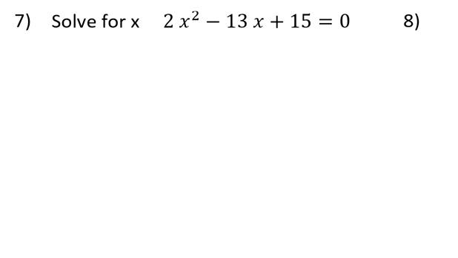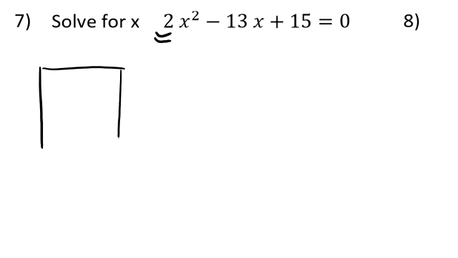I'm asked to solve for x here, and probably my favorite technique is using completing the square. However, I don't typically use completing the square if my x squared coefficient is something other than 1. And you can see here I've got 2x squared. So I'm going to attempt to factor this. I'm going to use the zero product property to solve for x.